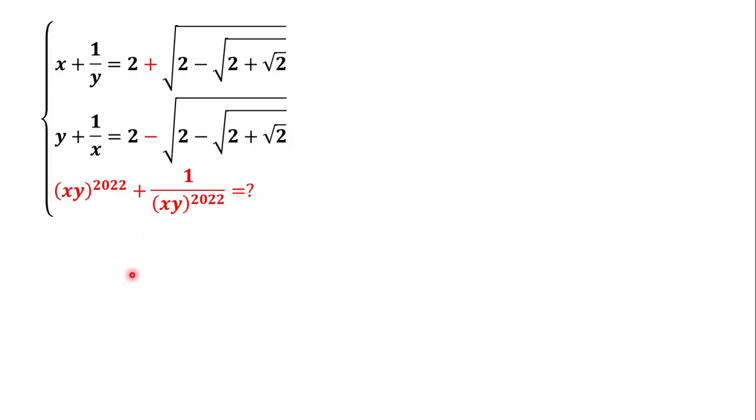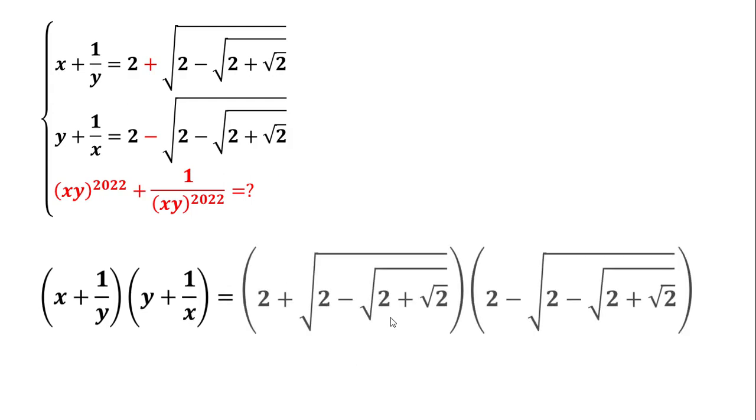In the first step to solve this problem, we can multiply these two expressions and we're going to get (x plus 1 over y) times (y plus 1 over x) on the left hand side, and on the right hand side we're going to get (2 plus square root of 2 minus square root of 2 plus square root of 2) times (2 minus square root of 2 minus radical of 2 plus radical of 2).